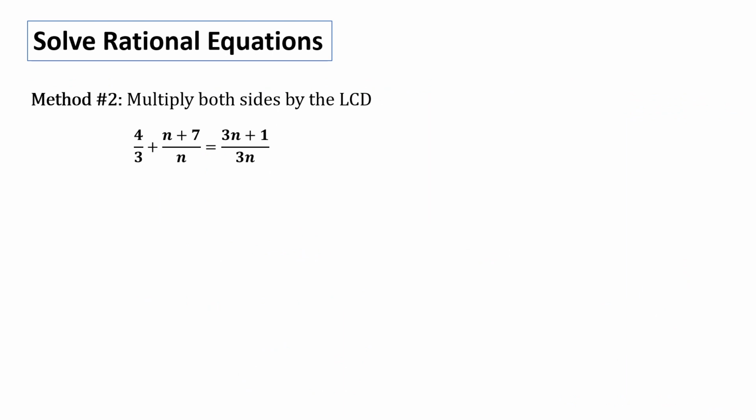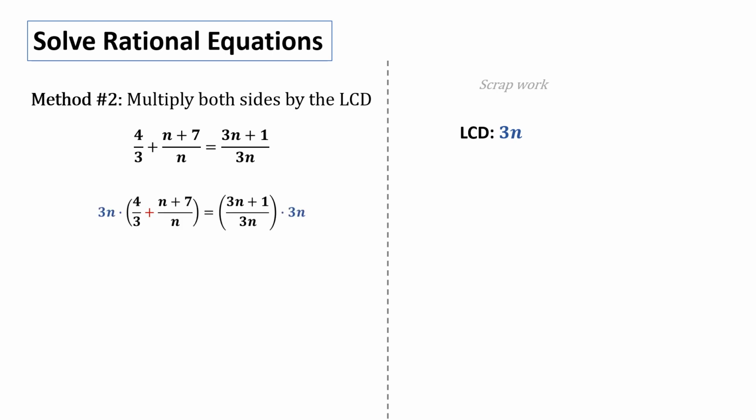The second method to solve rational equations is to multiply both sides by the least common denominator. All right, so we have 3, we have an n, we have a 3n here. So I'm going to make a line here. My scrap work is going to be on the right side. I recognize that my least common denominator is 3n, 3 times n. So therefore, I'm going to multiply both sides by 3n.